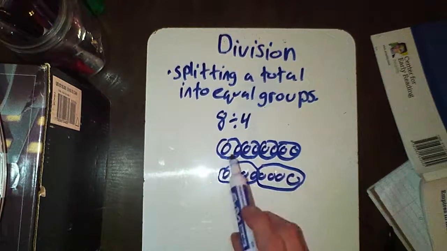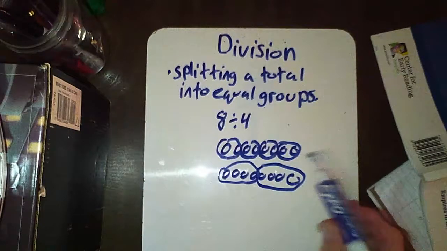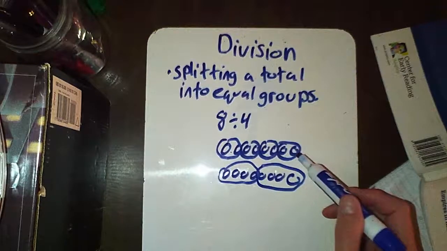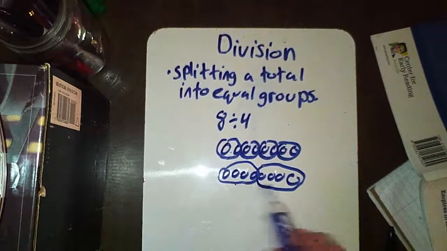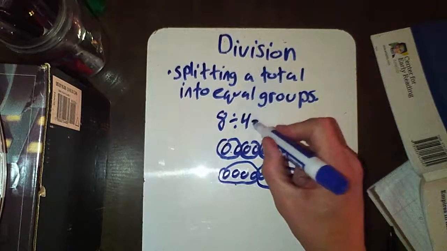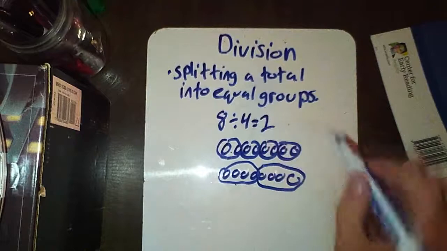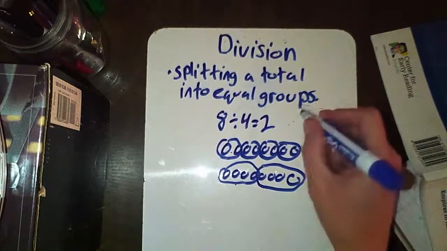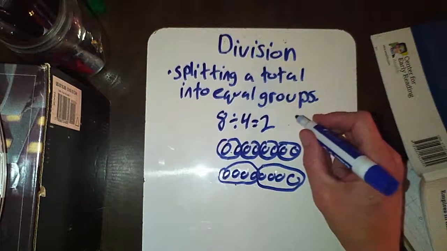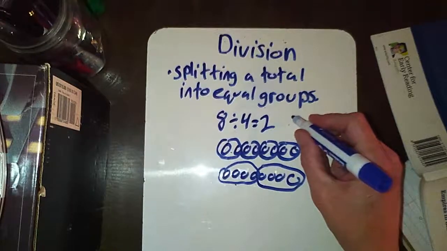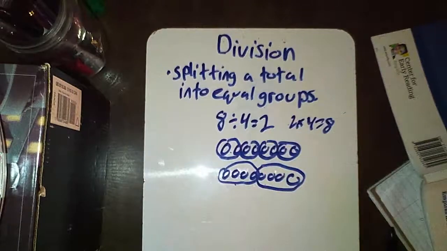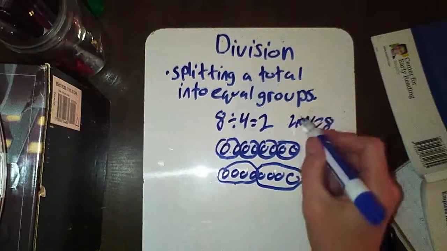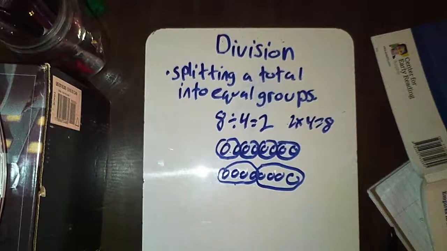In the first way, if we split it into 4 groups, we count how many are in each group. There's 2 in each group. And here, if we split it into groups of 4, we count how many groups there are. There's 2. So both ways, we can see that 8 divided by 4 equals 2. Now, what most people probably already know is that since 2 times 4 equals 8, then you know 8 divided by 4 equals 2. Then you know that, right?